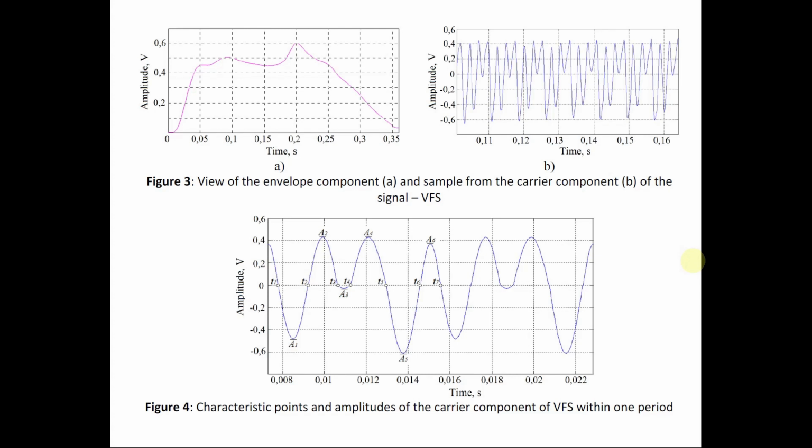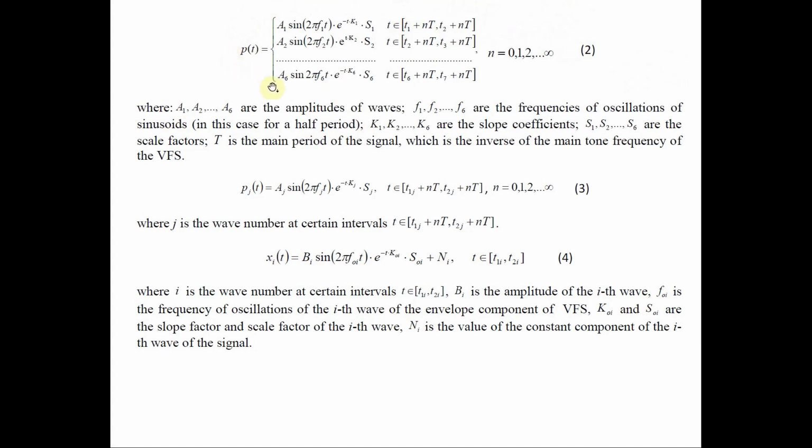At certain intervals, the carrier component of vocalized fricative sounds behaves as a complex mixture of sinusoids. Characteristic points and amplitudes of the carrier component of vocalized fricative sounds within one period are shown in Figure 4. We build a model of the carrier component of the vocalized fricative sounds signal in the form of a complex mixture of sinusoids, which takes into account the characteristic points and amplitudes of the signal within the period. Let's reduce the system of equations to one expression.